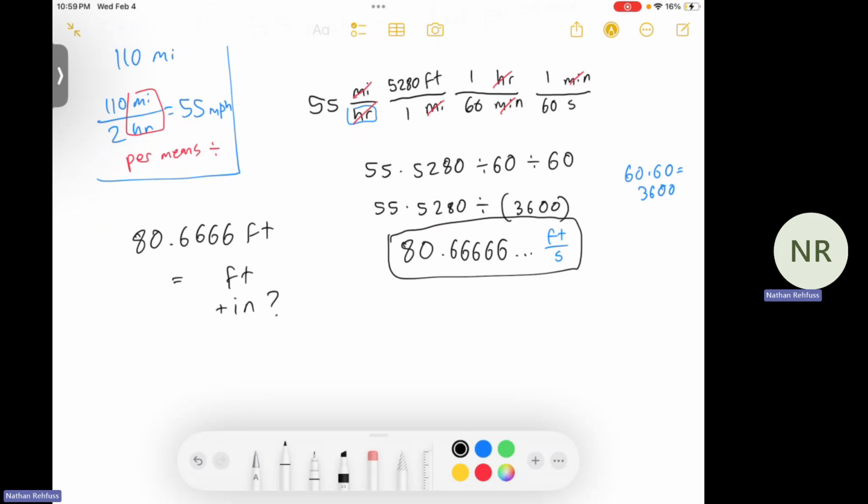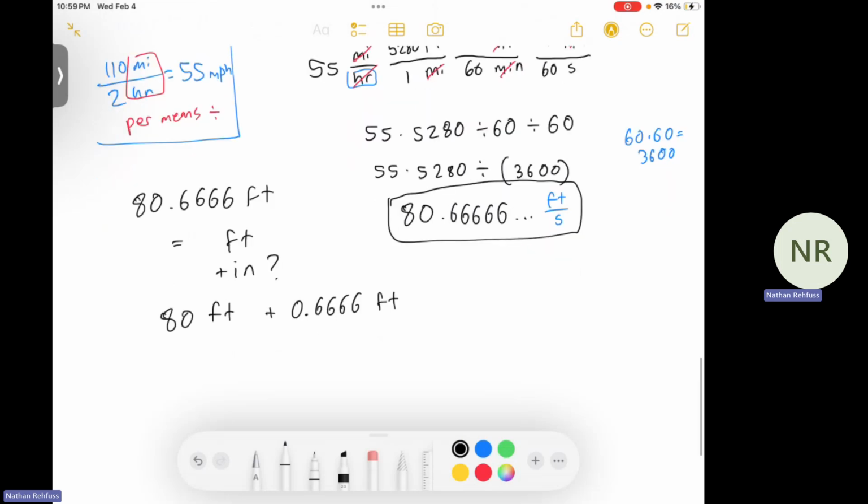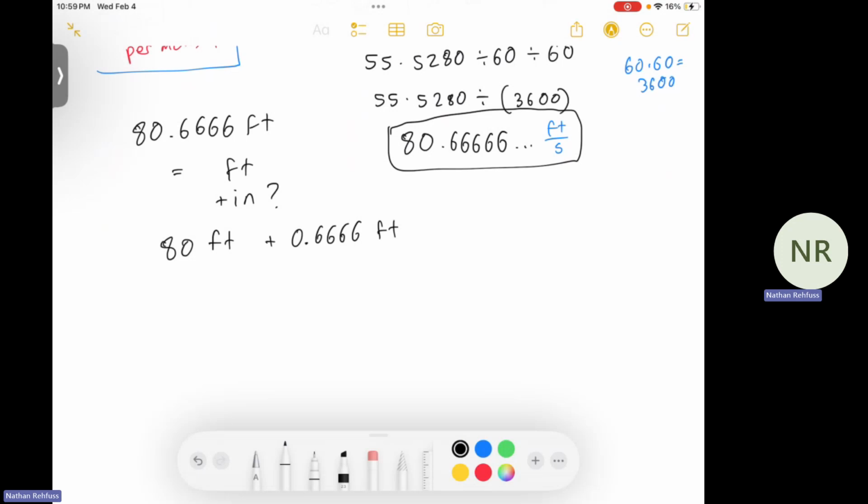What I'm going to do is just put a whole number of feet. We have 80 feet and 0.666 more feet. There are a few different ways to solve this problem. The way that I like personally is to just convert this leftover decimal into inches. So I'd get rid of 1 foot and go into 12 inches.